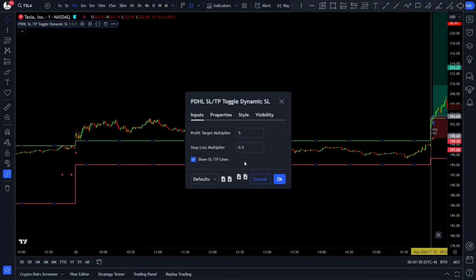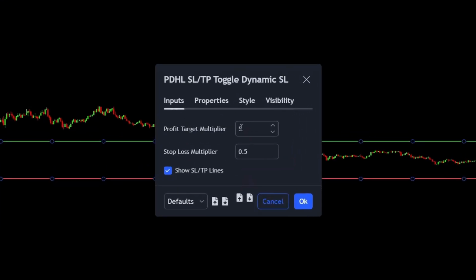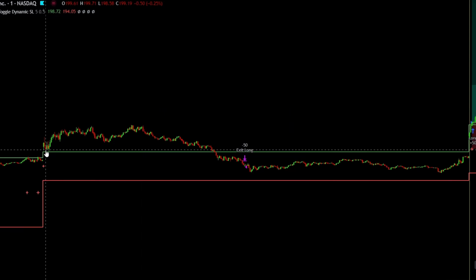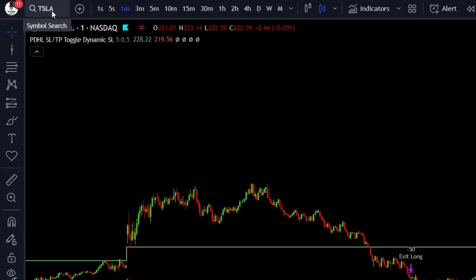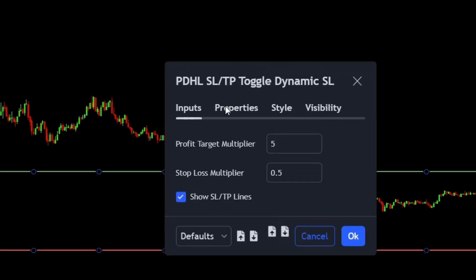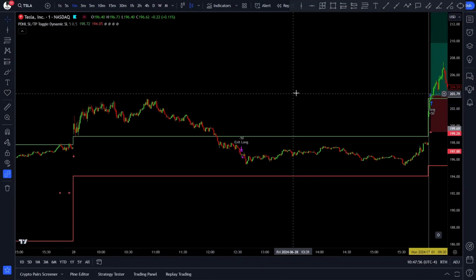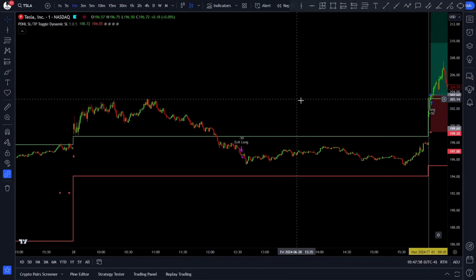Okay, here is the first strategy. This one is a simple daily low-high breakout strategy. It only uses two settings, the profit target and the stop-loss multiplier. And the best part for this strategy, you don't need a single indicator on your chart. I am using this one on the Tesla 1-minute chart with a 0.1% fee on each entry and exit and a 10 tick slippage. Okay, let's see the rules for a long entry and exit.